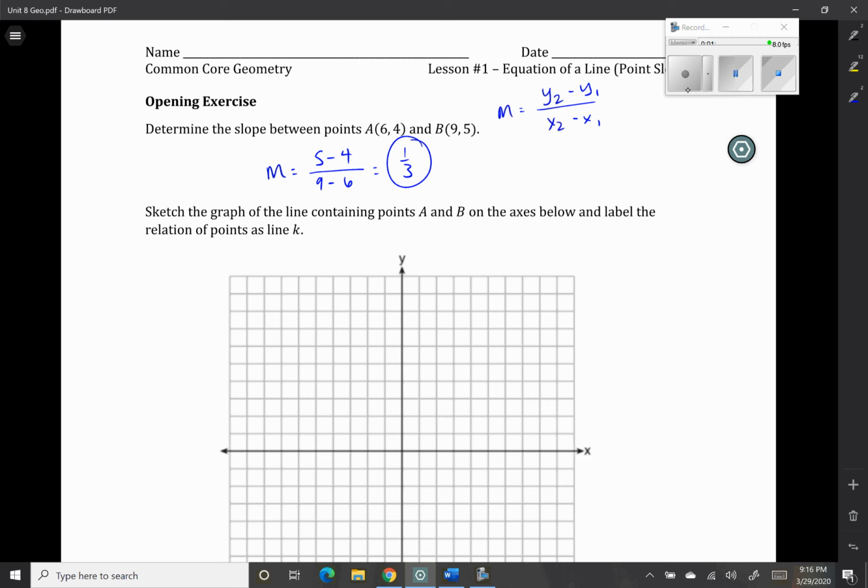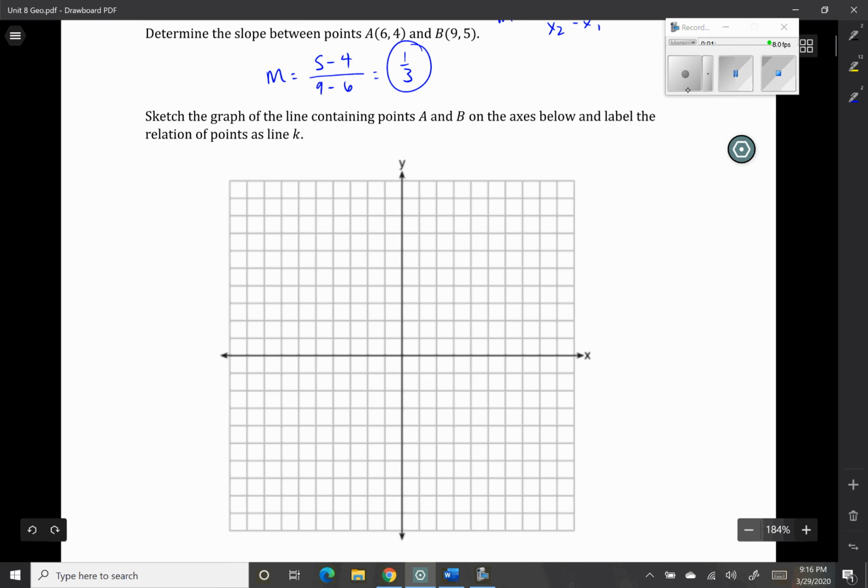The second part says to graph the 2 points and draw a sketch of the line between them. So we could say 6, 4, and 9, 5. And it wants us to sketch this line. So here's my line. I'm going freehand here, just bear with me. If you have a ruler at home, that'd be great. And we'll label this point K.